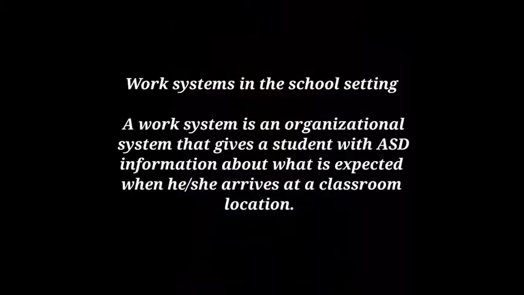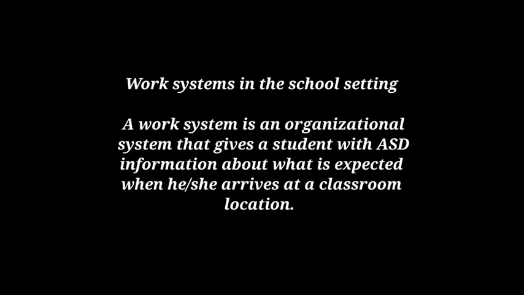Third is work system in the school setting. A work system is an organizational system that gives a student with ASD information about what is expected when he or she arrives at a classroom location. It is the system on how to deal with the students inside the class, the rules and regulations that organize the classroom, that could give autistic students an idea of organized learning.